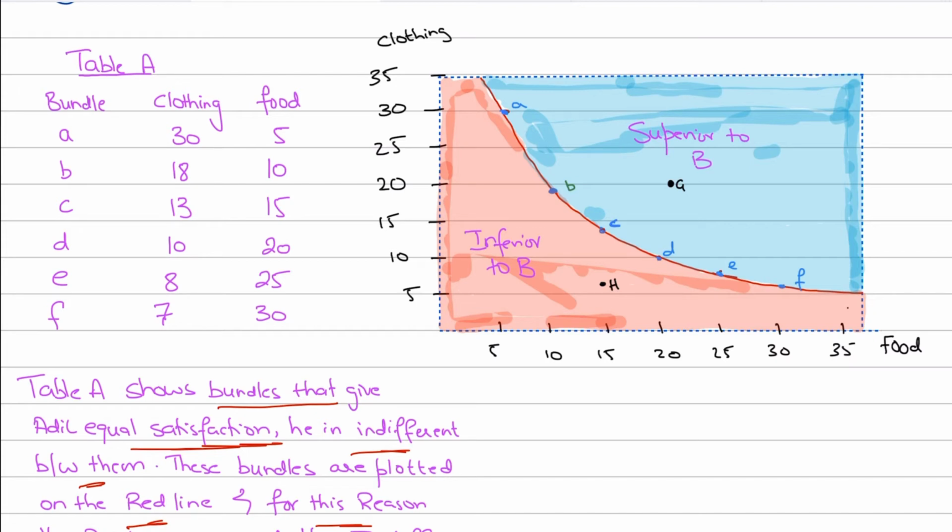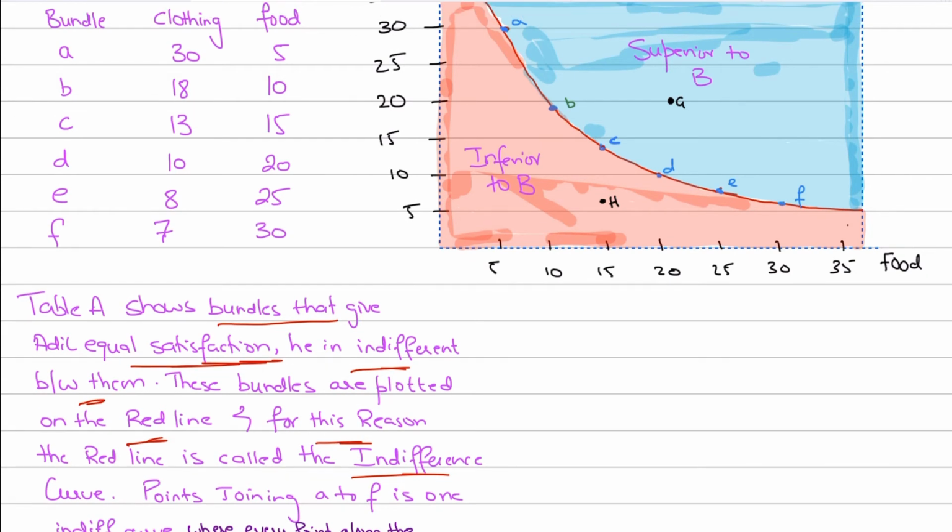So we cannot say whether B is preferred over A or A is preferred over B, because all are giving the same satisfaction. No combination on the indifference curve is preferred over another. So Adil is indifferent, and because he's indifferent, that is why the curve is called the indifference curve. Great.